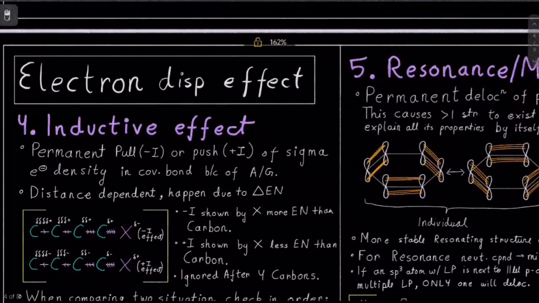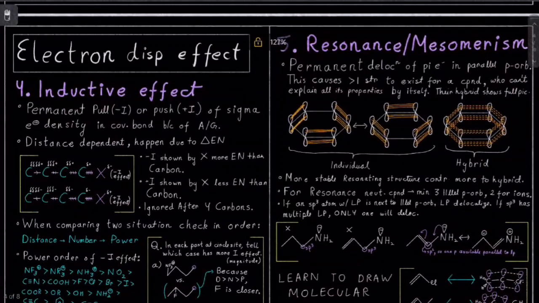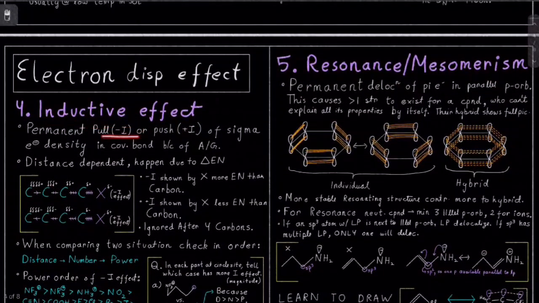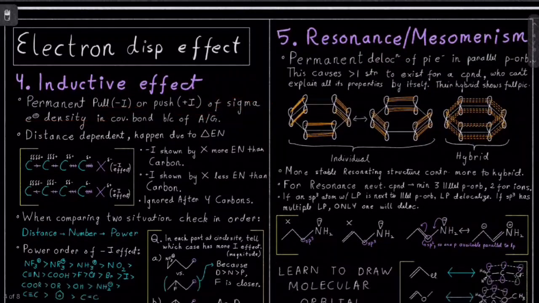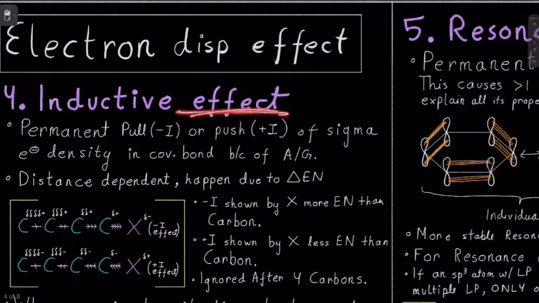But now let's start learning about electron displacement effects. Most of you already know about this, but let's do a quick rundown. What is inductive effect? It is permanent pull or push of sigma electron density, sigma, not pi. It does not affect pi electrons that much. This electron density always shifts in a covalent bond, and since it's an effect, it must always happen due to an atom or a group. And this is a permanent effect.